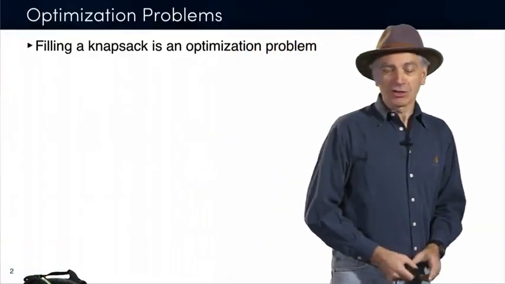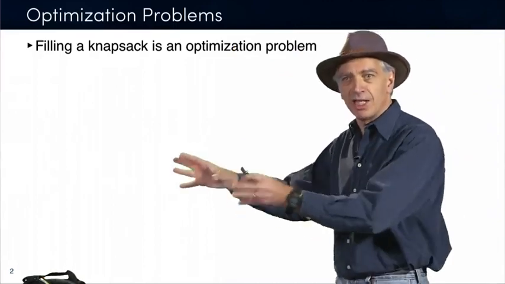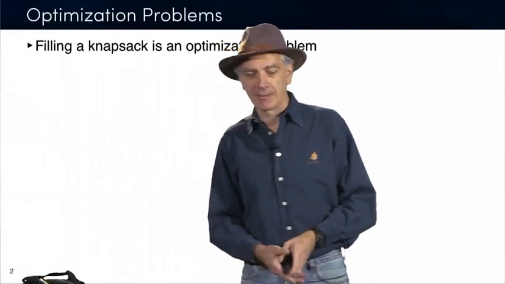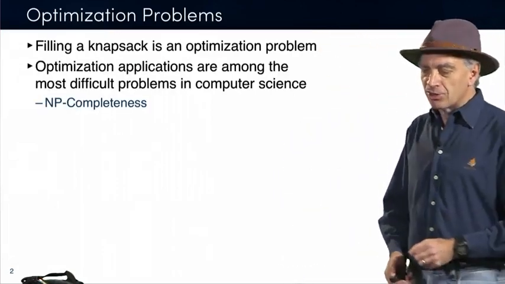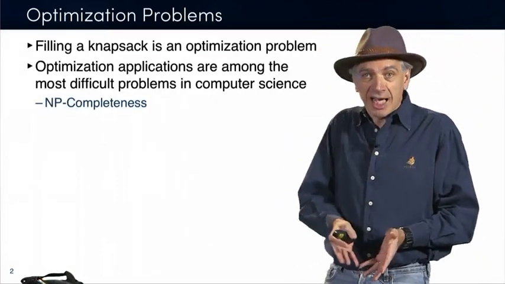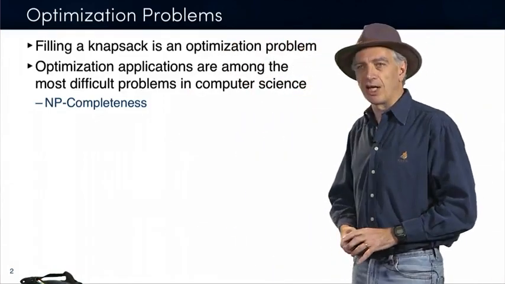Well, this is what this class is about, okay? So what we are going to talk about in this class are optimization problems, like filling a multi-knapsack or like filling a knapsack. And these problems are called optimization problems, okay? So these are, as I just said, very, very hard problems. They are among the hardest problems in computer science. And we'll talk about it.